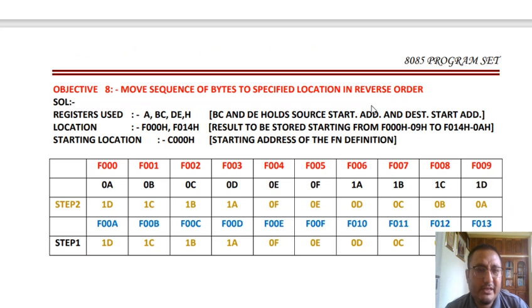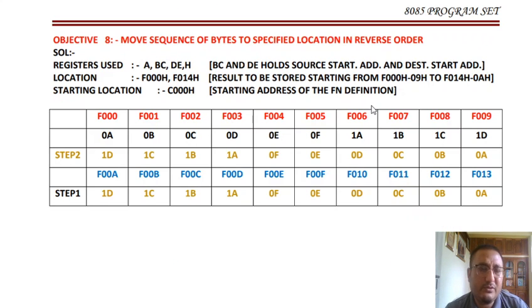Now we'll move on to the next program, that is our next objective: to move a sequence of bytes from a set of specified address locations in reverse order to the source address location. Just see what it basically implies. F000 to F009 is the source address location, right? The starting address of the source sequence is F000, and it has a sequence of bytes in it.